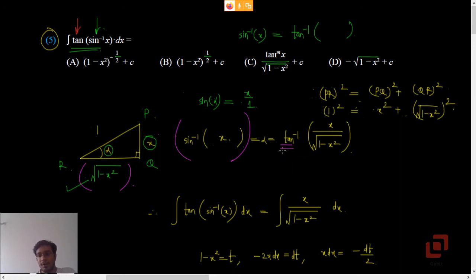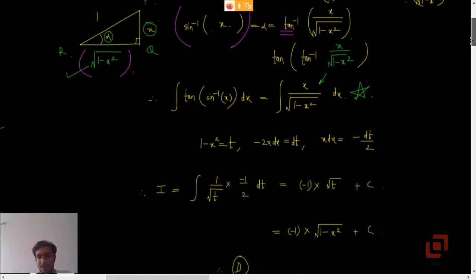And once we succeed in writing the inner function in terms of the inverse tangent function, our job is easier. So let us go back to the integrand and substitute sine inverse of x as tan inverse of x upon root of 1 minus x squared. So we will now have tan inverse of x upon root of 1 minus x squared. The function which I have written in green color is going to be our new integrand, correct? Because tan and tan inverse are inverse functions of each other. So the given integrand is now this one.